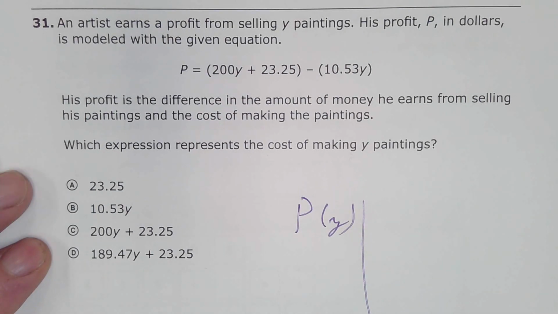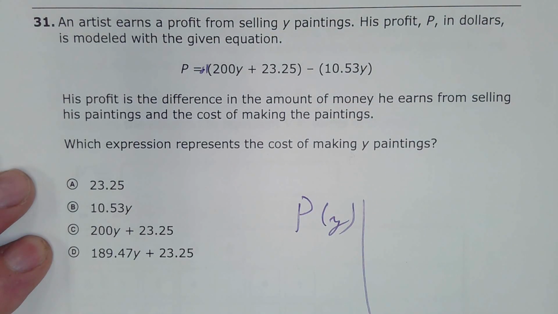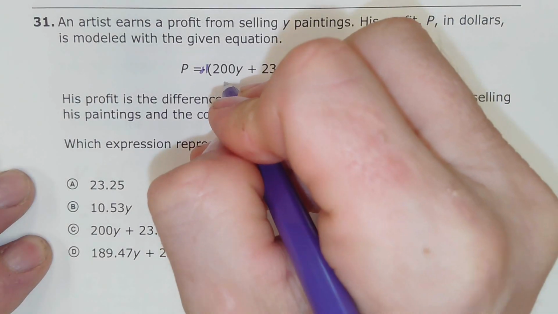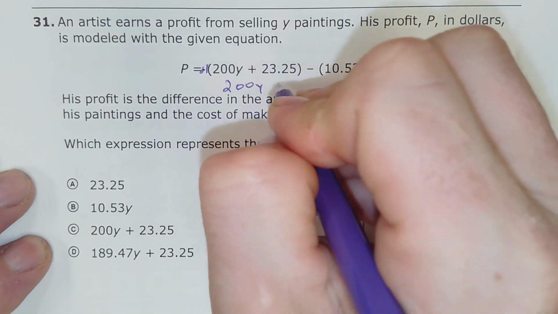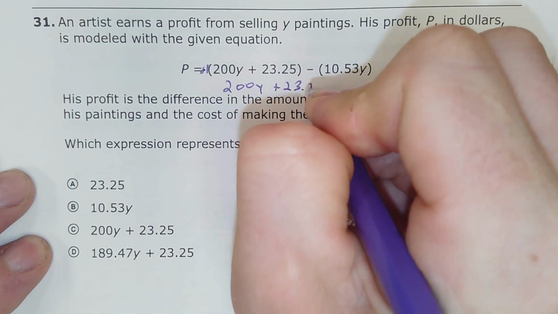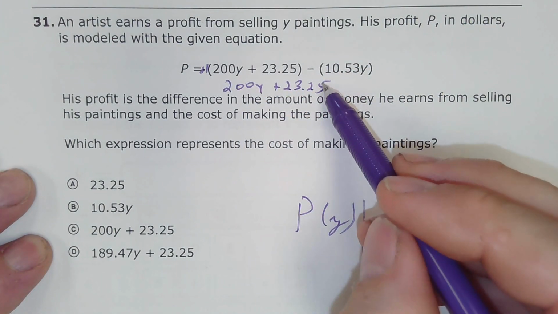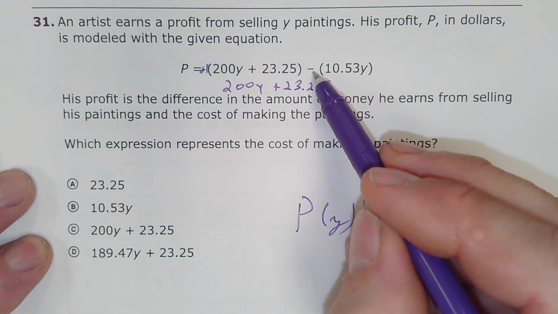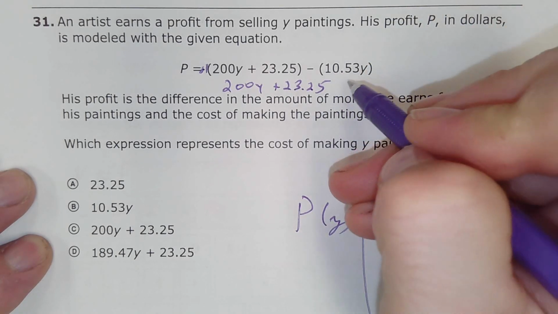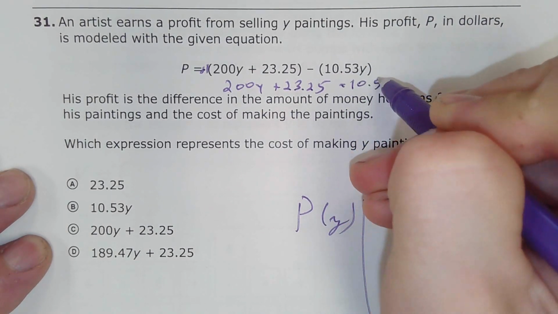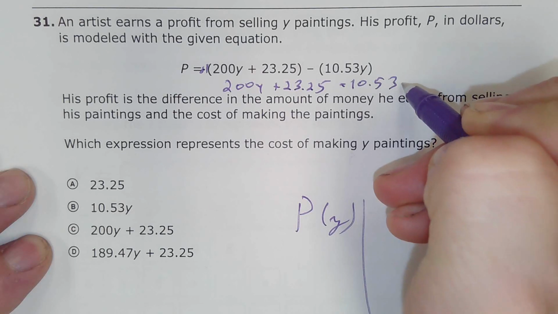Okay, so what I've got to do here is get rid of the parentheses. There's a positive 1 in front of that one. It's invisible, so I just multiply everything by positive 1, which doesn't change anything. So it's 200y plus 23.25. Then there's a negative 1 in front of this, so I have to multiply everything inside by negative 1. So it's going to be minus 10.53y.